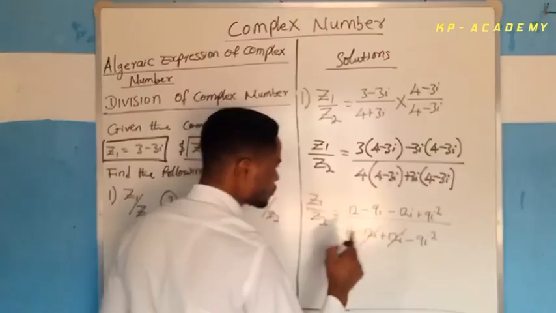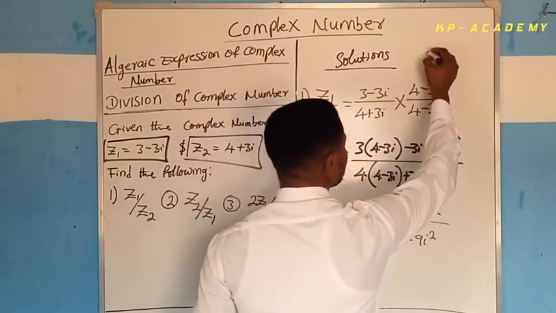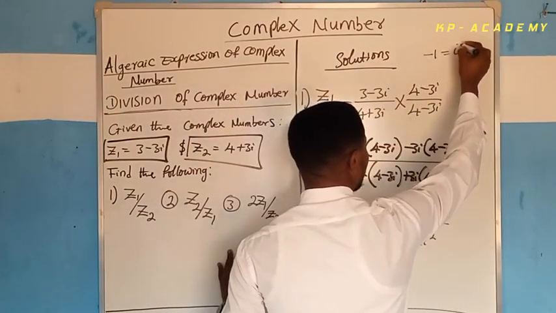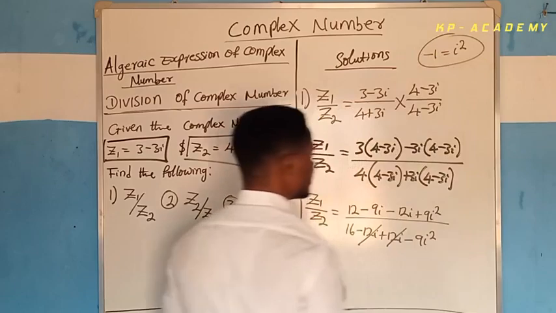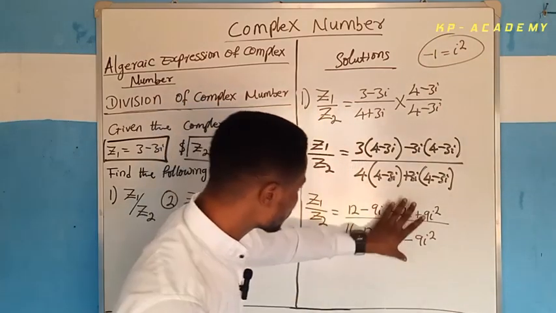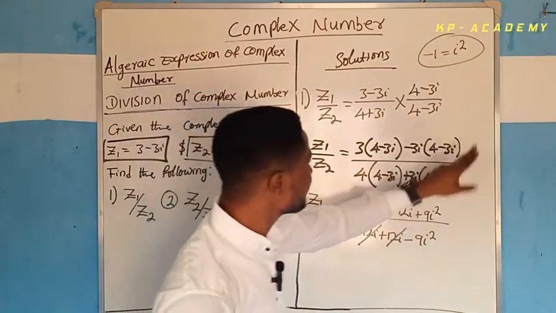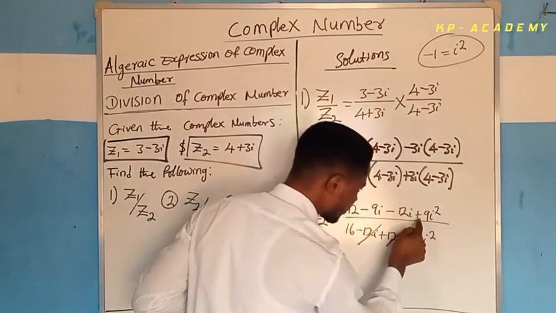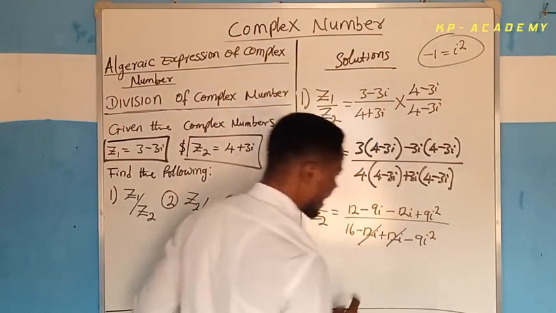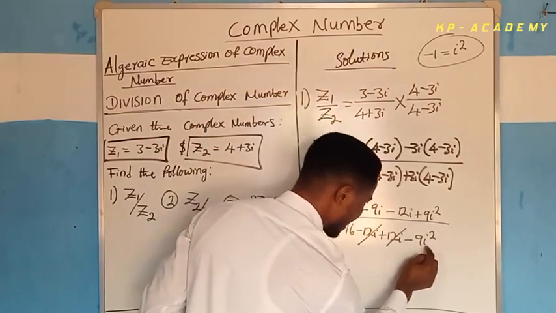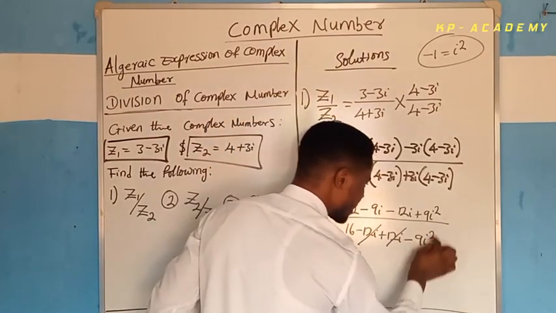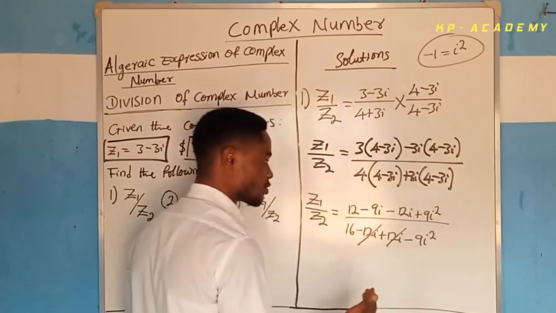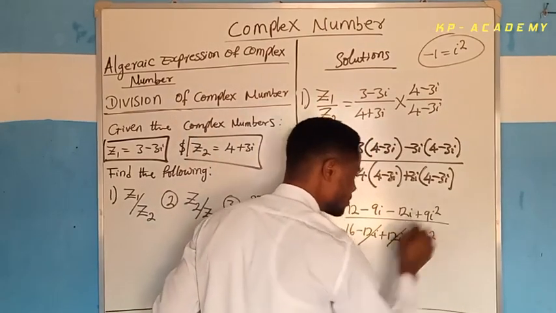And again, I've also told you that minus 1 is equal to i squared. This is a very important key you understand. In the course of evaluating this, wherever you see i squared, it is nothing but minus 1. So in the case of plus 9i squared and minus 9i squared here, this i squared attached to these two terms means minus 1. So I'm going to remove this i squared and replace it with minus 1.